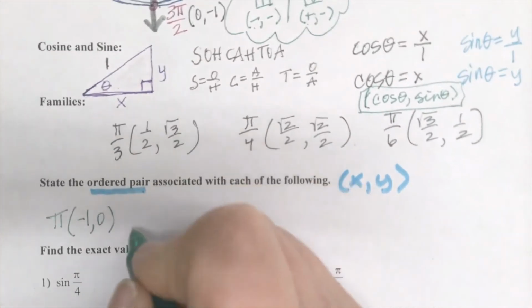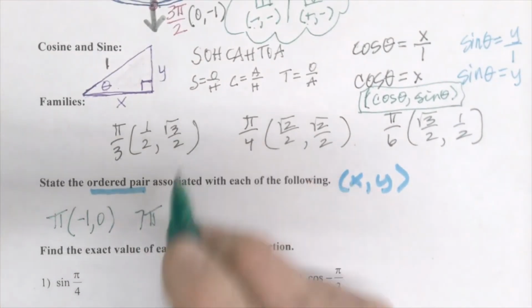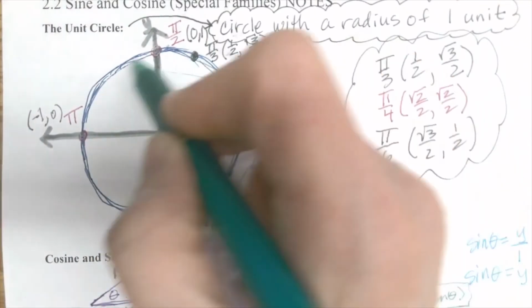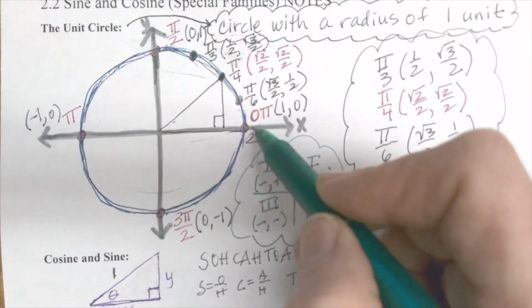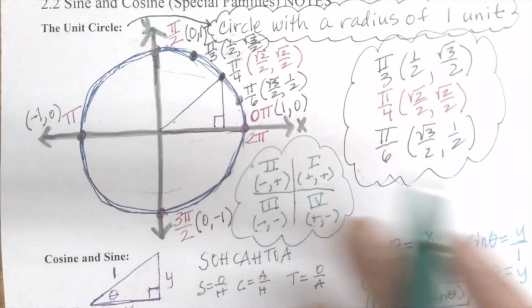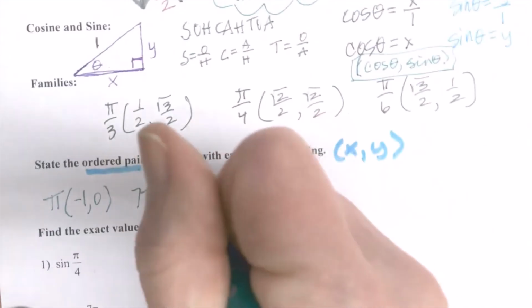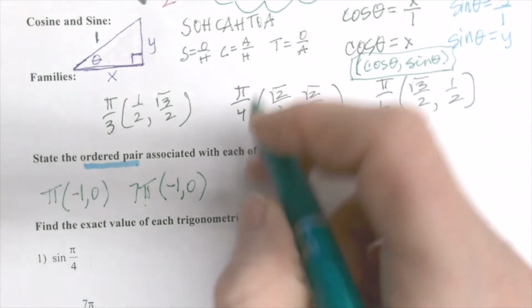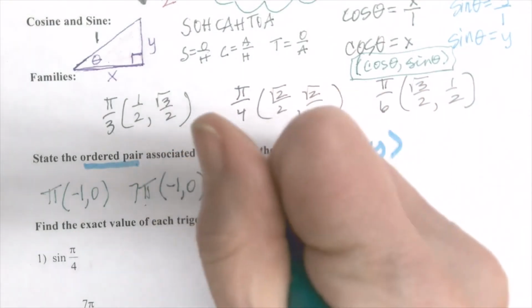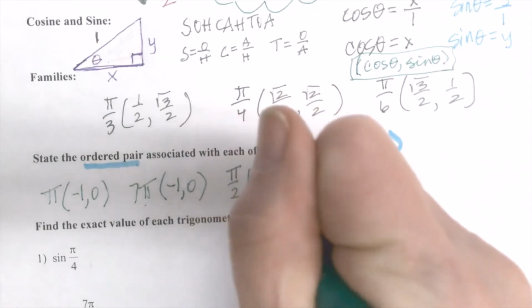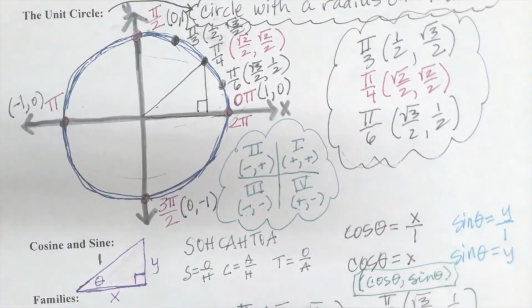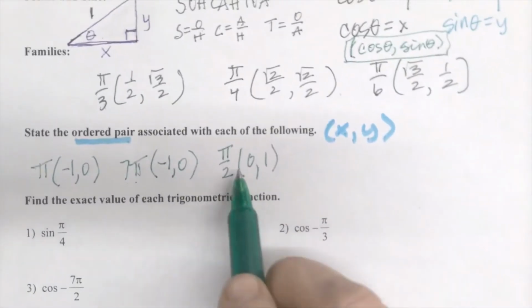But what if I said 7 pi? Well, then I would have to go back up to my unit circle and work around. So as I go around here, this is 1 pi, 2 pi, 3 pi, 4 pi, 5 pi, 6 pi, 7 pi. Oh, it landed in the same spot as pi. In fact, all the odd pi's will. That's also associated with -1, 0. If I said to you, find the ordered pair associated with pi over 2. Well, pi over 2, go back up to my unit circle. That's up here. That's the point 0, 1.